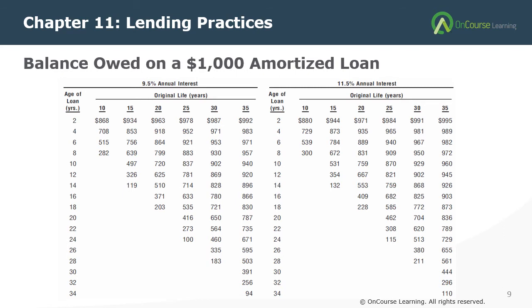So once you index and you find a factor, you multiply that times the number of thousands of dollars borrowed. That will lead you to what is the amount left to pay, the balance owed on the loan.